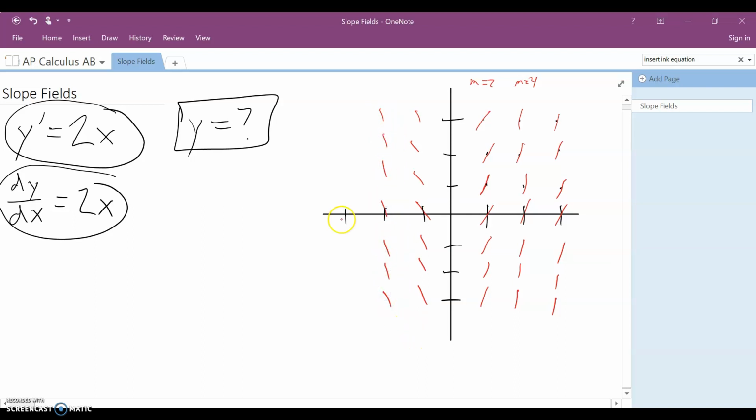And I'll go to my negative, what would that be, negative 3. I'll get slopes of negative 6. And that really is it. In this case, we can do 0 too, where x is 0, up and down the y-axis. We get slopes of 0, so we get little horizontal lines like that. And you could fill in the spaces in between.